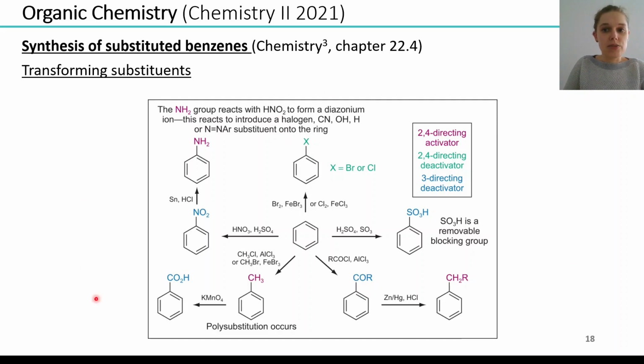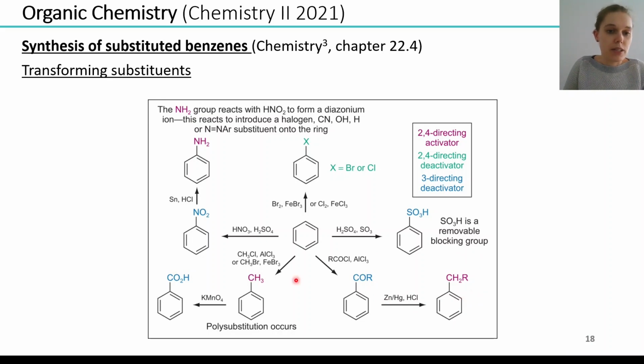And here you can see an overview of the possible substitutions of benzene. As we already discussed, we can perform a halogenation of benzene. We introduce a 2,4 directing deactivator. We can also perform a sulfonation, and then we know that the substituent is a 3-directing deactivator. If we do a Friedel-Crafts acylation, the substituent will also be a 3-directing deactivator, and then we can perform a reduction in order to generate a 2,4 directing activator.